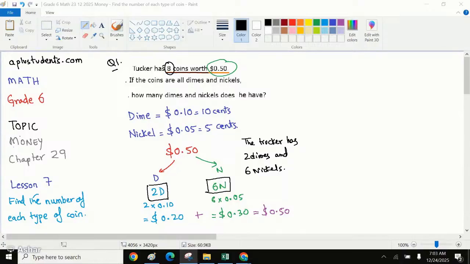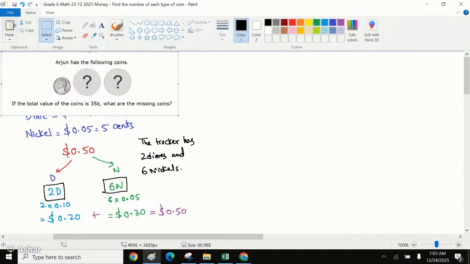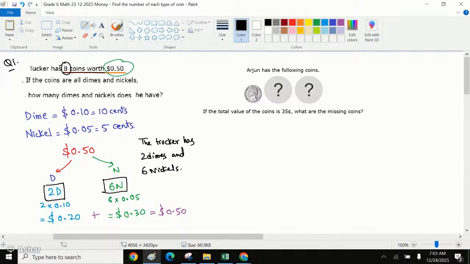Can we say in question number 2, if we keep question number 2 on the screen, okay, this is the question for question number 2. And question number 2 states, I'll make a margin over here so that the questions are separated. Arjun has the following coins, right? The total value of the coins is 35 cents. How many coins does he have? He has a total of 3 coins, right? That means the remaining 2 coins must have a certain value, right?